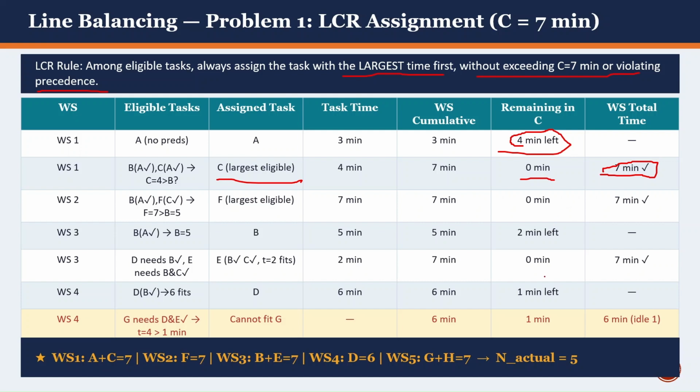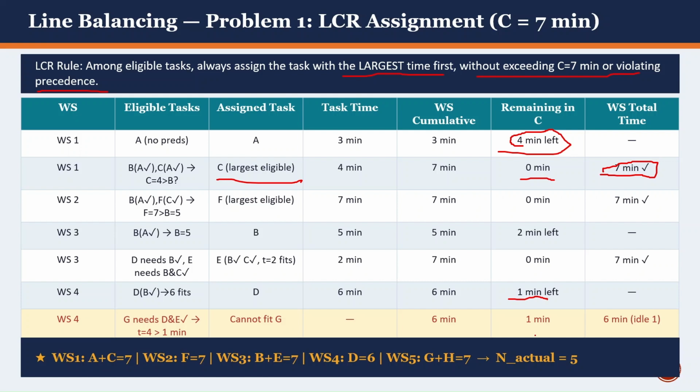Likewise, we will be going ahead with all the workstations. That is what is known as line balancing. If you check the line balancing here, workstation 1 is completely utilized. We don't have any time left. Here, 2 minutes are left. In workstation 4, we have 1 minute left. This is how we can schedule all the jobs that are available in the assembly. This is known as a line balancing problem, and this is how the largest candidate rule is applied.